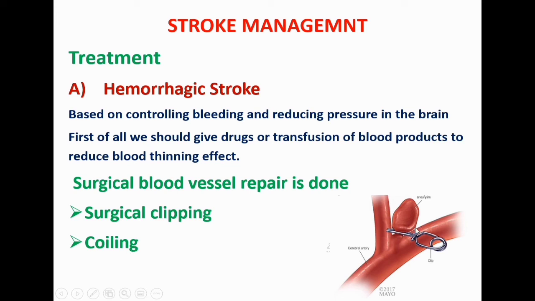In the surgical clipping method, we use a clip and we close the burst part of the blood vessel. By closing the burst part, we can reduce the bleeding. And in the coiling method, we insert a coil and close the ruptured part of the blood vessel. So this was all about stroke management.